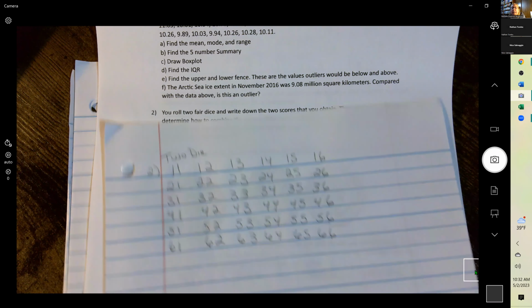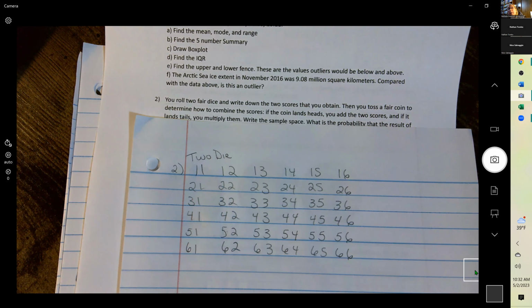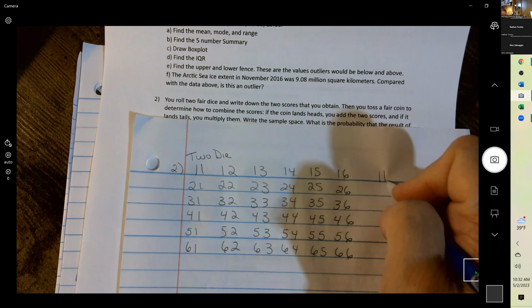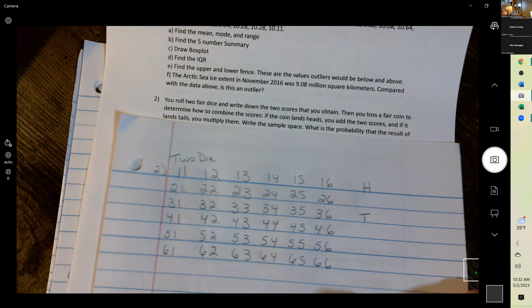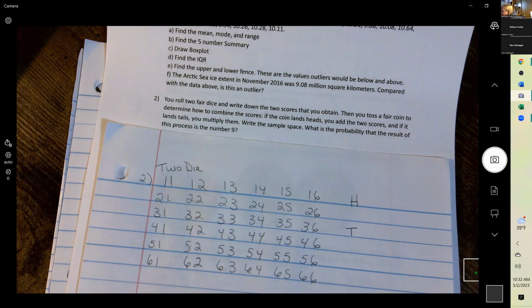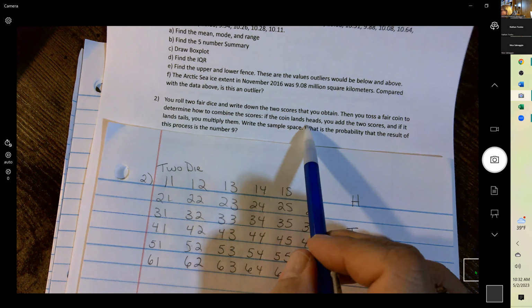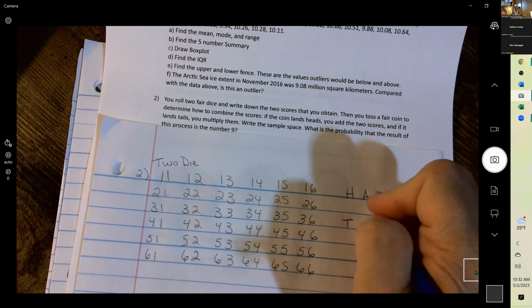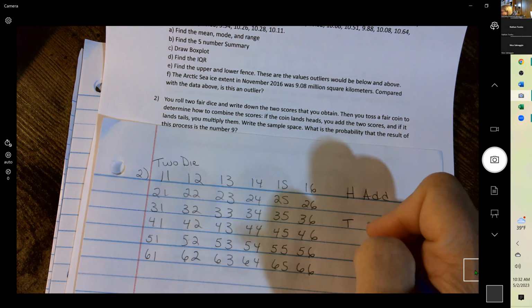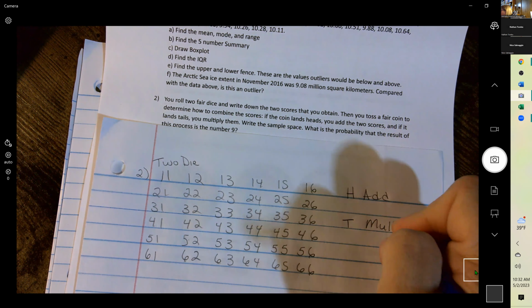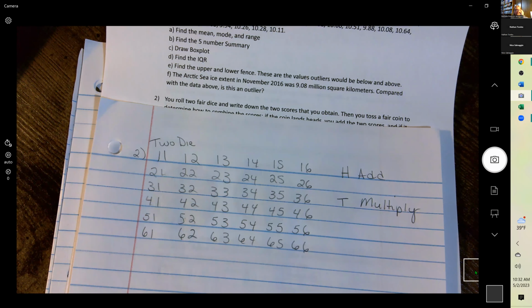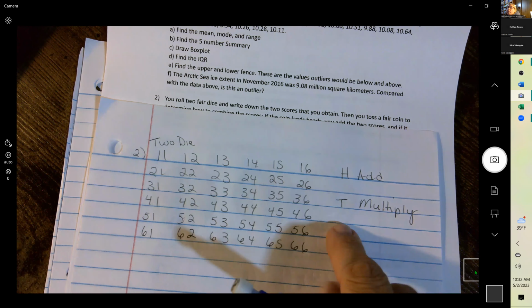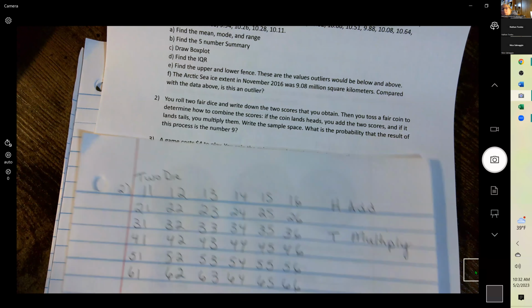So we roll 2 die. There's our possibilities of our 2 die. Then we toss a fair coin, head or tail. If the coin lands heads, you add them. Tails, multiply. What is the probability?